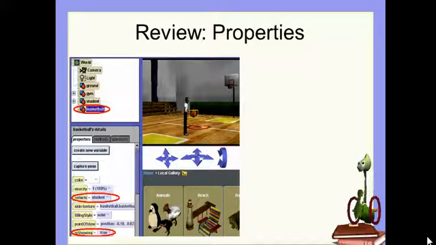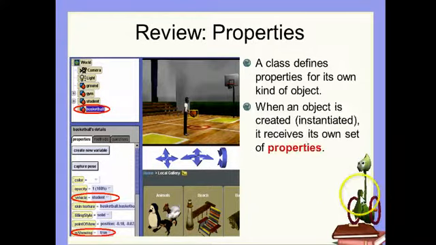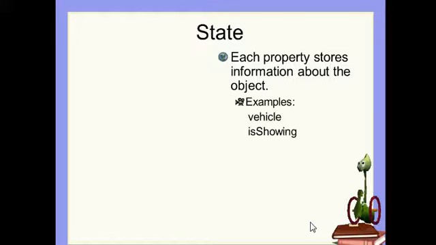So just to review the Properties tab. As you know, a class defines properties for its own kind of object. And whenever we create or instantiate an object, it receives its own set of properties. This is not news. But what might be news is how we talk about properties a little bit, is that each property stores information about the object.